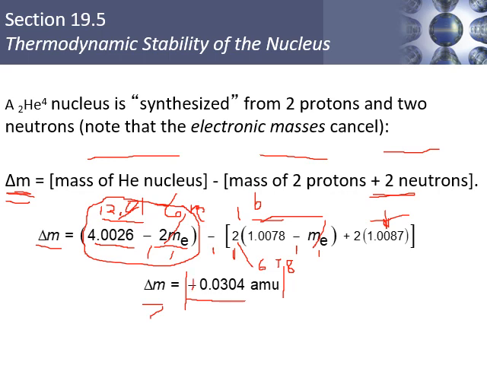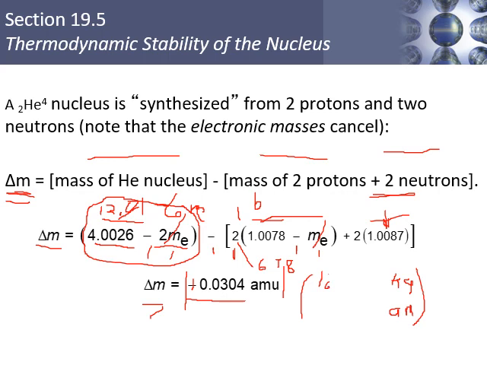So you would convert this to plus 0.0304 AMUs, and then you have to multiply that by whatever the conversion factor is to convert this from AMUs to kilograms, because you want this in kilograms. So you would have AMUs on the bottom and kilograms on the top, and the conversion factor, I think, is 1.66 times 10 to the minus 27th, so that would go here on the top.